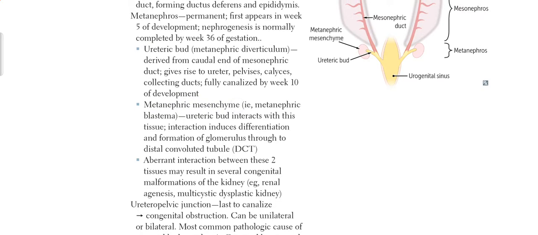The metanephric mesenchyme is responsible for the parts inside the kidney. So it contains the formation of the glomerulus, Bowman capsule, proximal convoluted tubule, loop of Henle, and distal convoluted tubule, and the rest, as I said, comes from the ureteric bud.